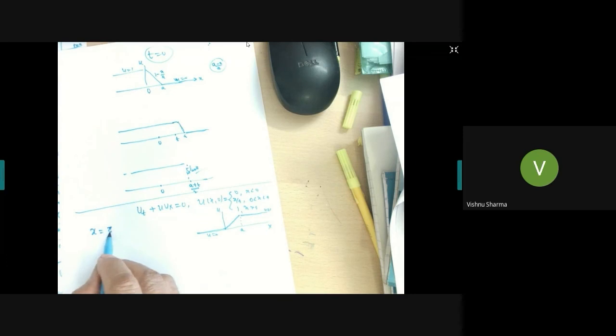x is equal to xi plus t times u naught of xi, and u of x, t is nothing but u naught of xi. This is the analytical form of the solution we know.